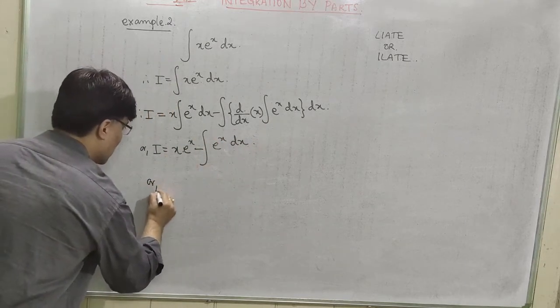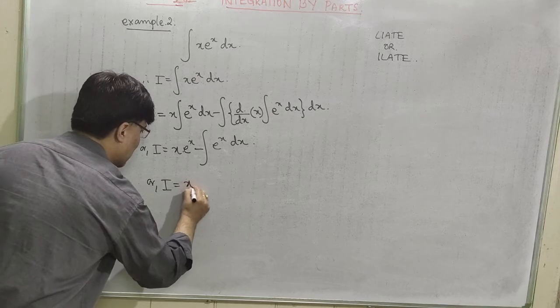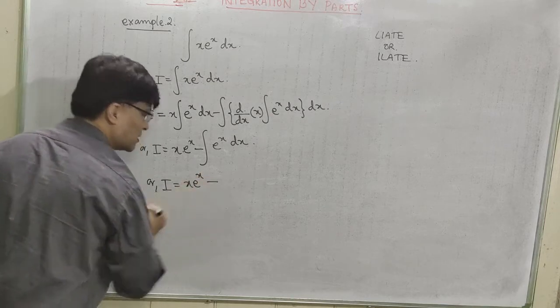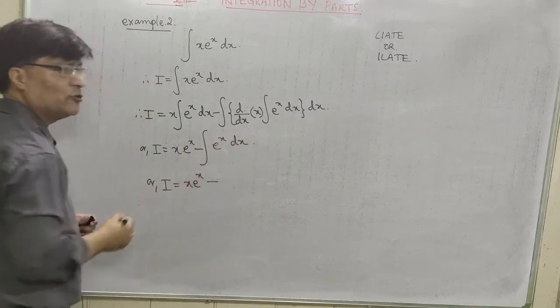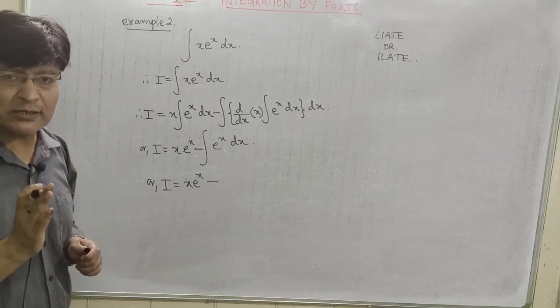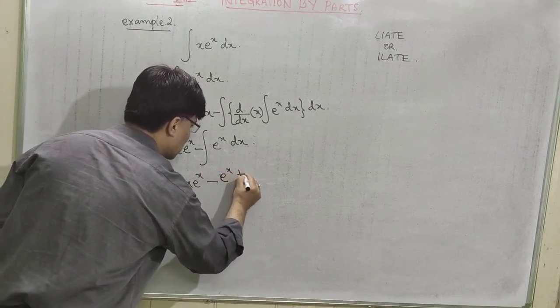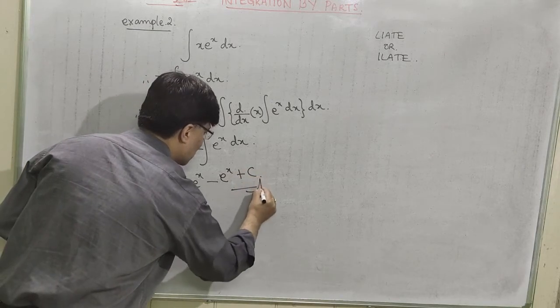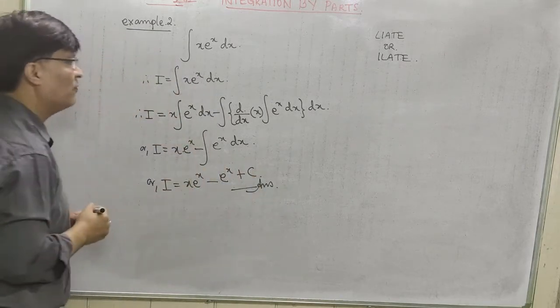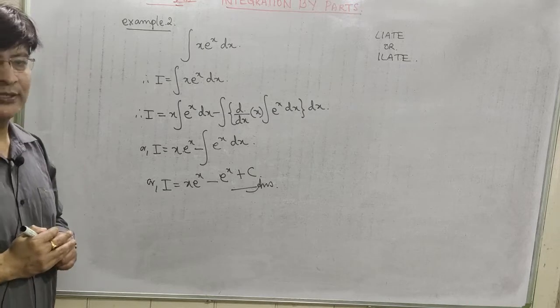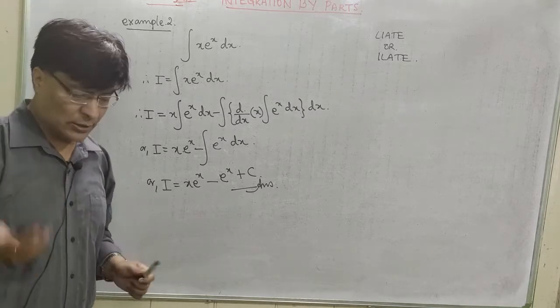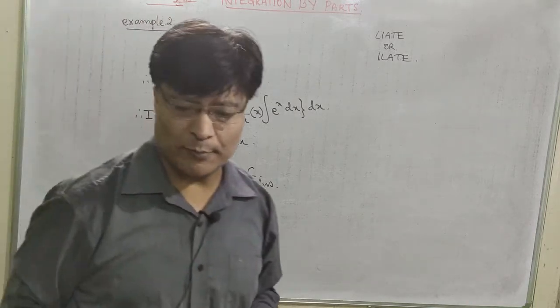Okay. So I is equal to x e to the power x minus, what is integration of e to the power x dx? Differentiation of which function is e to the power x? That is your e to the power x. Then what do we write? Plus c. So this is the final answer. So now I think you have understood it. So now let's do more problems from the book.